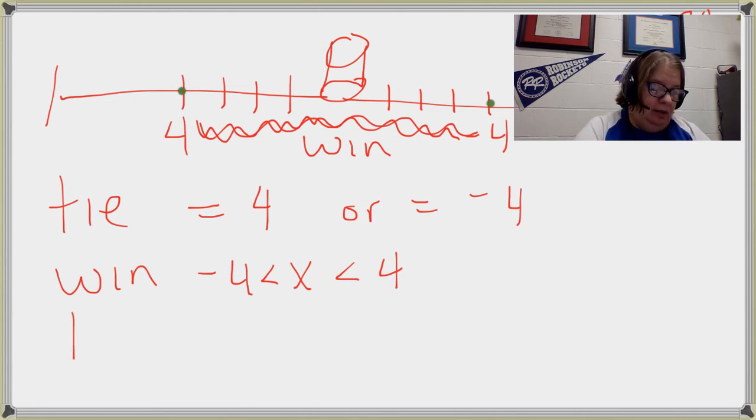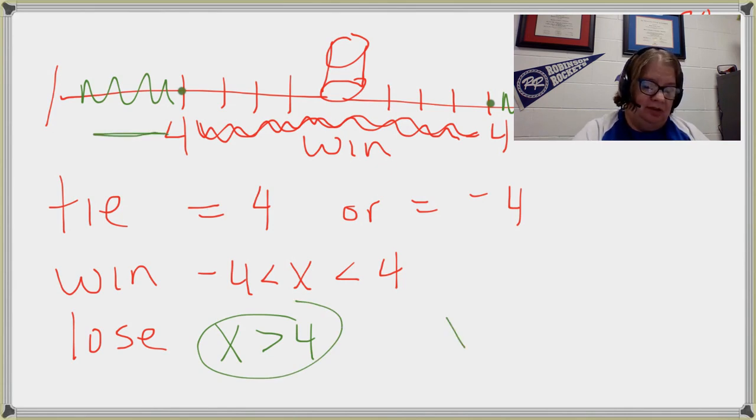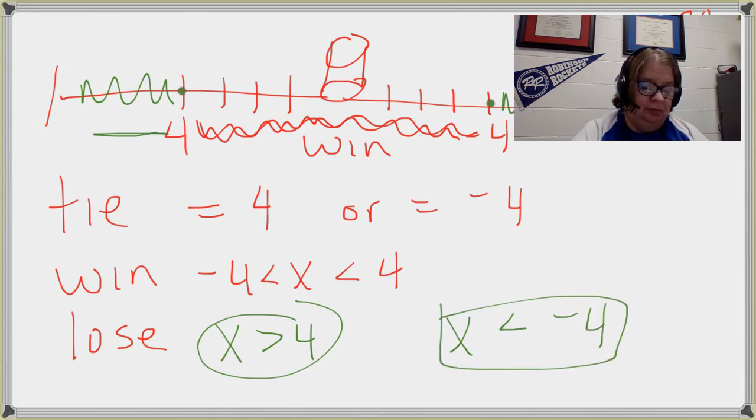Okay? Where would that football land that he's going to lose? If he's going to lose, if his total distance is going to be more than this 18, then he would have to be here or here. Actually, I wrote that backwards. This one goes with this. X is greater than 4, and this over here is X is less than -4. For those two spots, he would lose.